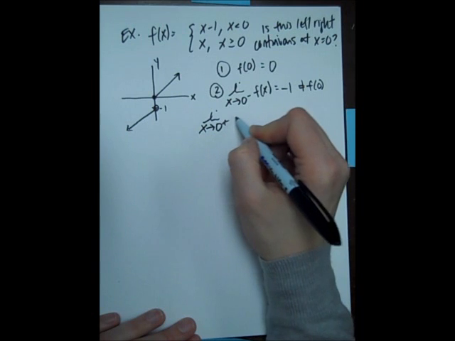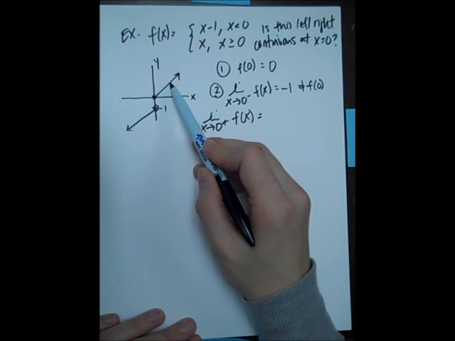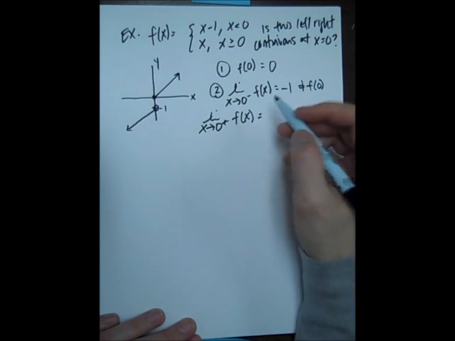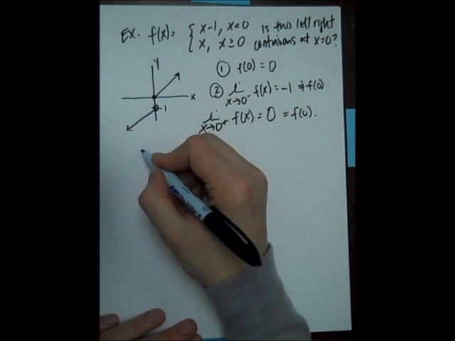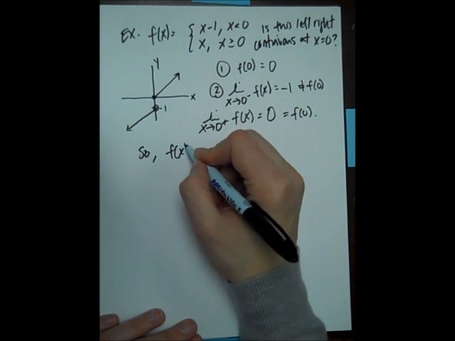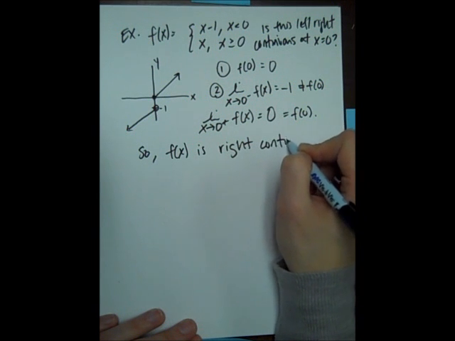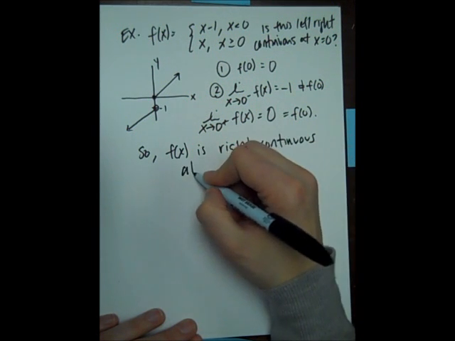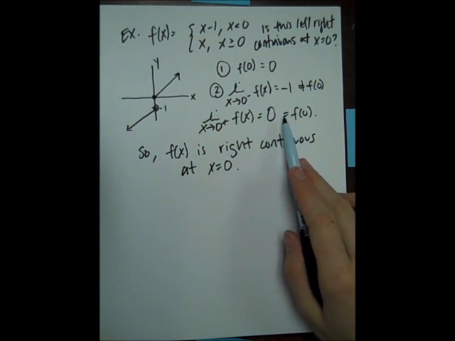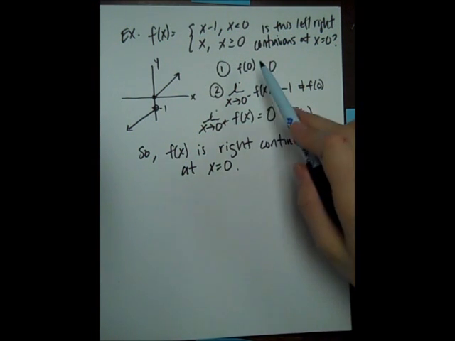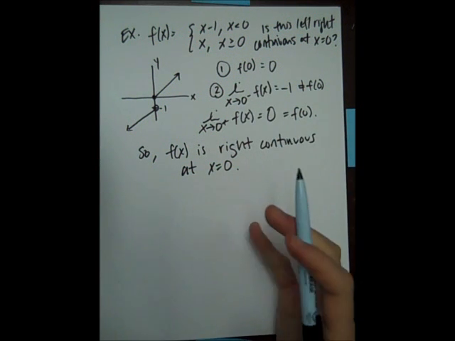And now the limit as x approaches 0 from the right. As I approach 0 from the right, you can see my y values are going to 0, so I get 0. And that is equal to f of 0. So f of x is right continuous at x equals 0, because the right-handed limit was equal to my function value. So I found my function value and saw which side of the limit was equal to it. That tells me that it's right continuous.